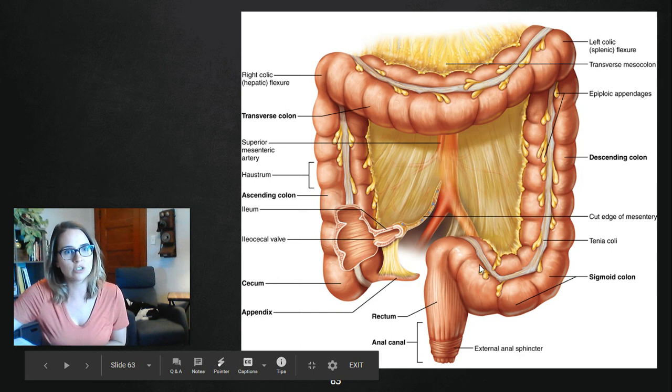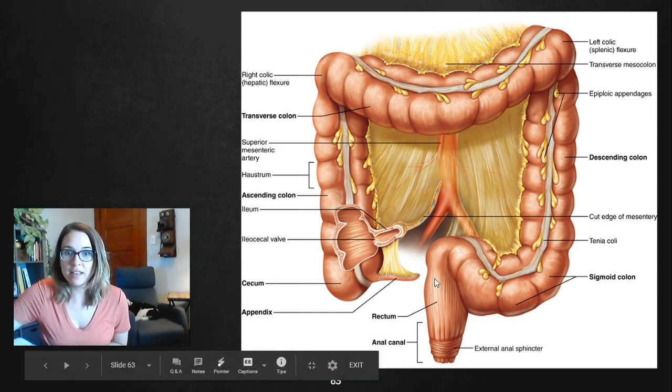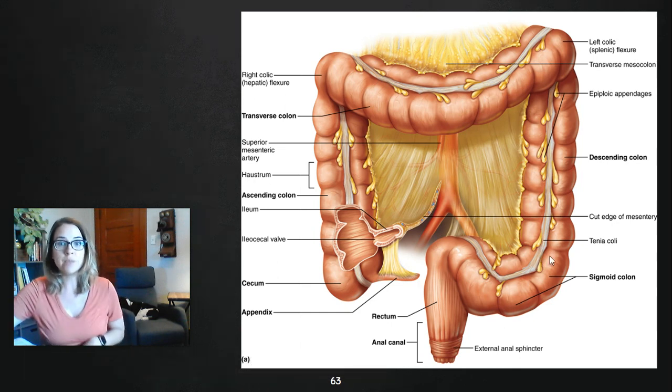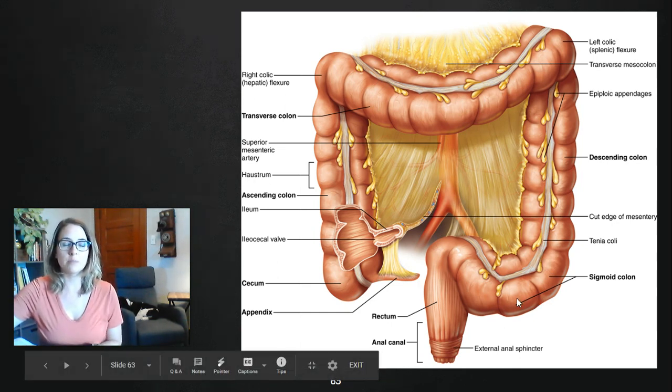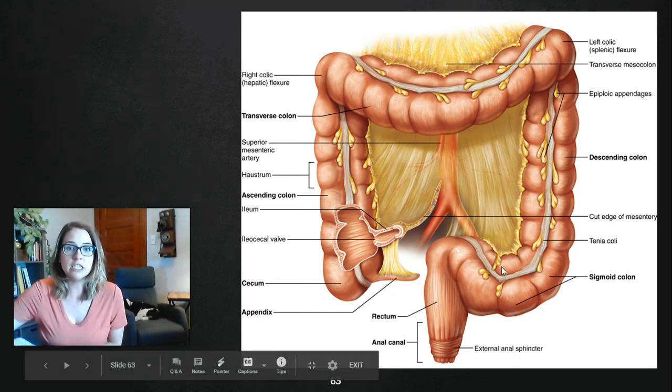I said turn. At this point, you've got some waste in here. So we've got the S-shaped sigmoid colon, right here where you would have this sort of turn action. Okay, so that's right here, the sigmoid at the bottom of the descending colon. And then once it reaches this last little turn here, it hits the rectum.